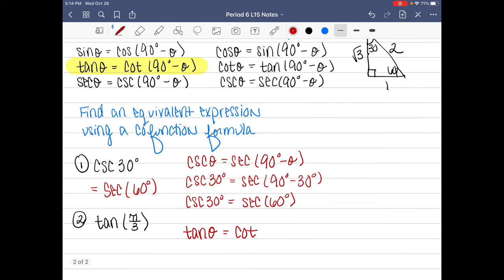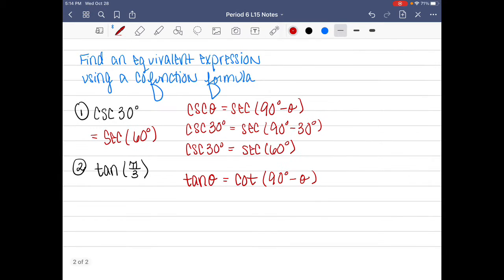Tangent theta is equal to cotangent of 90 minus theta. But we have a tiny problem here. We're not working in degrees. We are working in radians. So we're going to take out that 90. We're actually going to replace it with pi over 2, because 90 degrees is the same as pi over 2. And then now we can take out that theta and replace it with pi over 3, right? And we're going to do cotangent of pi over 2 minus pi over 3.